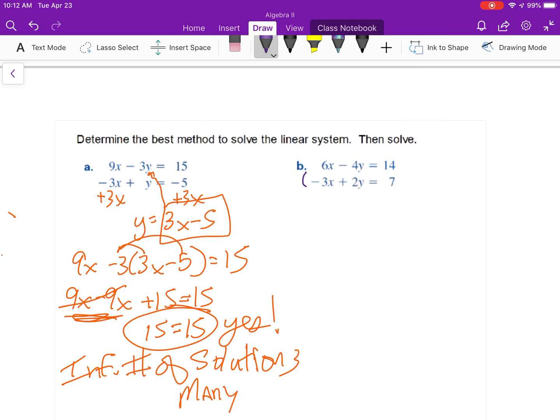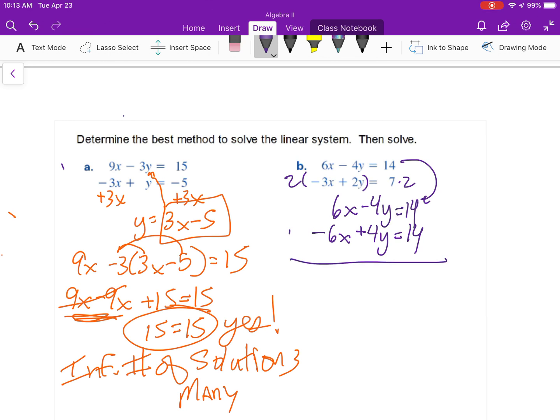I'm going to multiply the bottom one by, let's go 2. And what I'm trying to do is I'm trying to get the 6 and the negative 3 to be opposite. So the bottom equation is going to turn into negative 6x plus 4y is equal to 14. The top one will stay exactly the same. But now when I add, the x's go away and the y's, and I get 0 is not equal, definitely not equal to 28. So there is no solution.